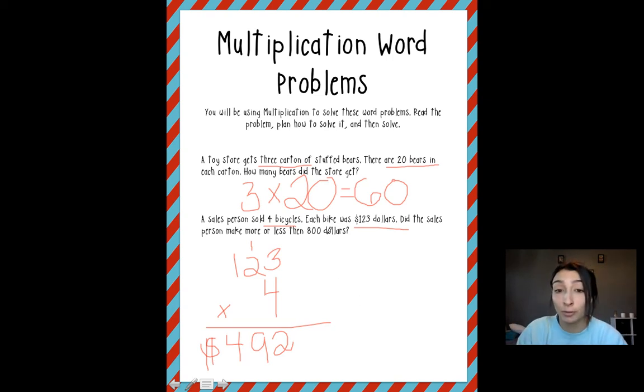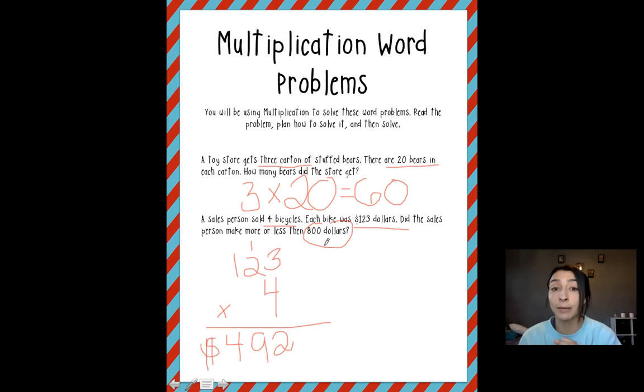So now the last question is, did the salesperson make more or less than $800? Is 800 more than 492 or less than 492? It's less. So he did not make $800. He made less than $800. Remember, that $800 was just after we had to figure out what our answer was first, and then we could figure out if it was more or less than $800.